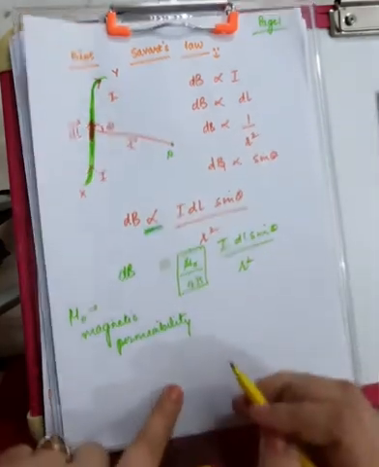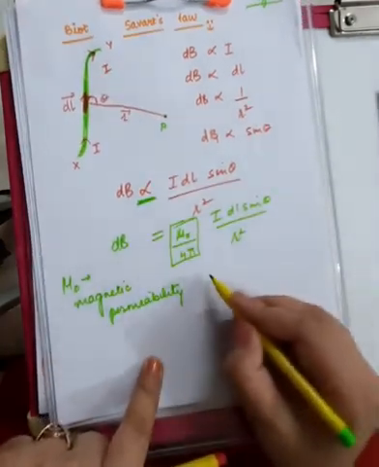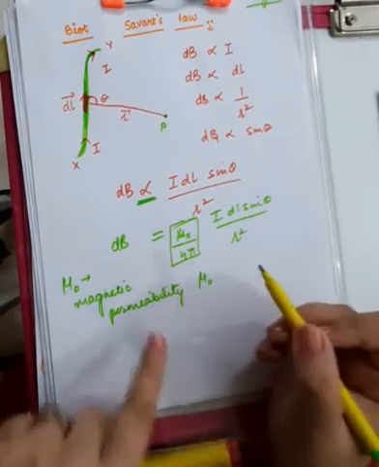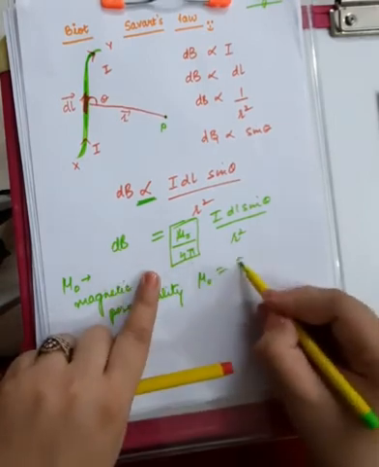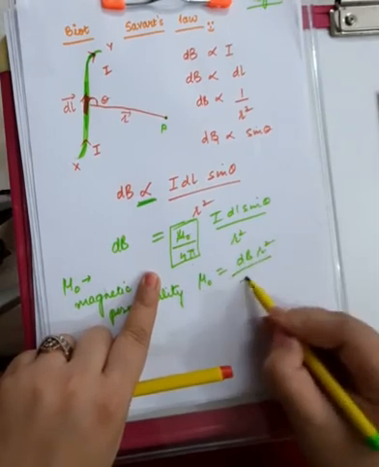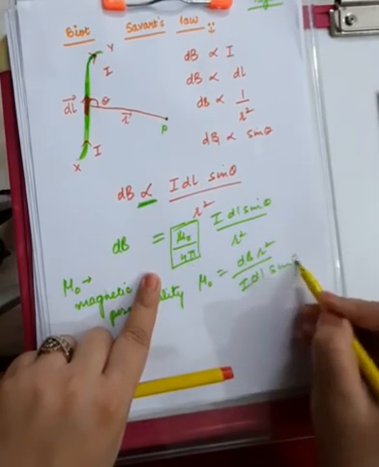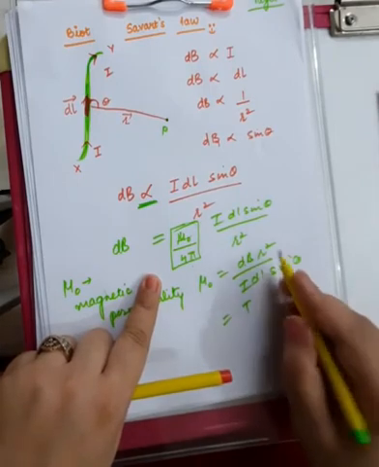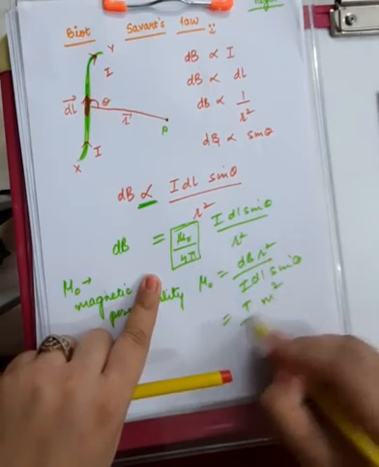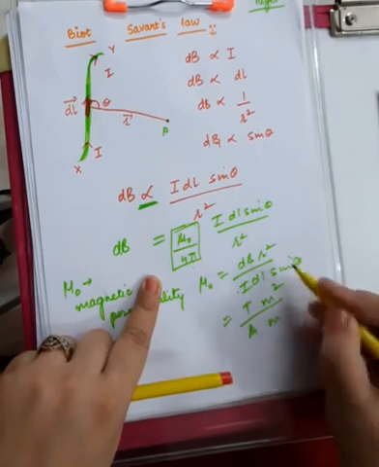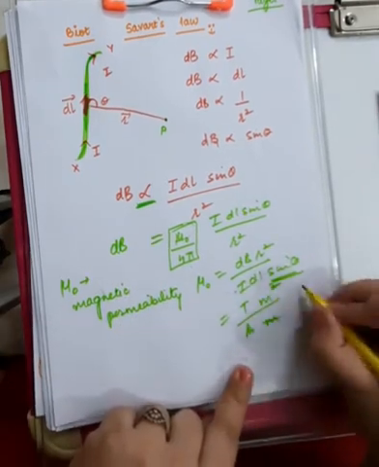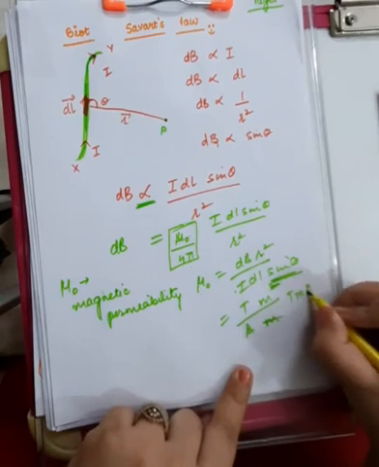And to know more about mu naught, to find out its units, we know that 4 pi will not have any unit. So mu naught will be equal to dB into r square upon I dl sine theta. Now dB, magnetic field, is measured in Tesla. This is Tesla meter square upon ampere meter. Sine theta does not have any unit, so meter cancel. Tesla meter per ampere.